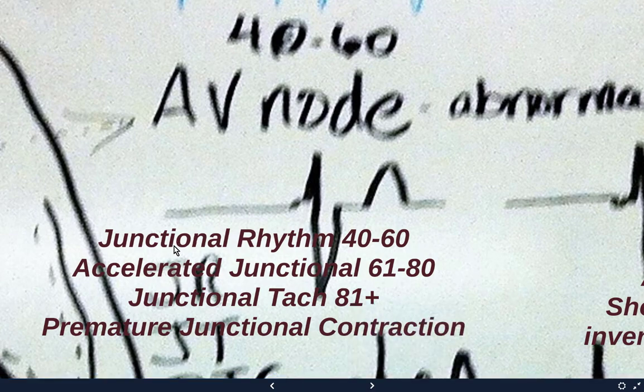So with junctional rhythms, the rate is 40 to 60 if they're in a junctional rhythm. So it's not a good range. It's not within normal limits. Accelerated junctional will be 61 to 80, and junctional tachycardia will be 81 or above. And then you can have premature junctional contractions, which would meet the same criteria as a regular junctional contraction. You're going to have the inverted P wave, no P wave, or the P wave after in the ST segment. It just came early.